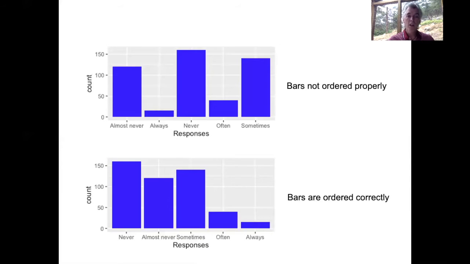So for example, in this plot that I've just shown, the categories are arranged in alphabetical order, but not in a logical order, ranging from never at one end to always at the other, with sometimes in the middle. And as a result, we can't see the patterns in the data. But once we reorganize those bars so that they follow a logical order from never at one extreme to always at the other, then a pattern in the data emerges. So it's important when plotting a frequency distribution of ordinal data to pay attention to the order in which the categories are arranged along the x-axis.